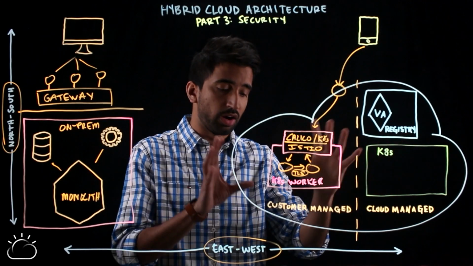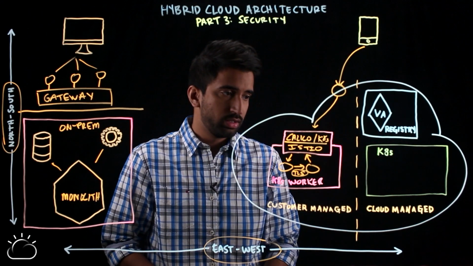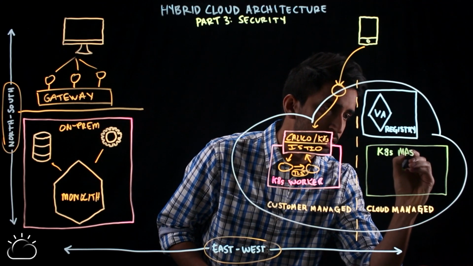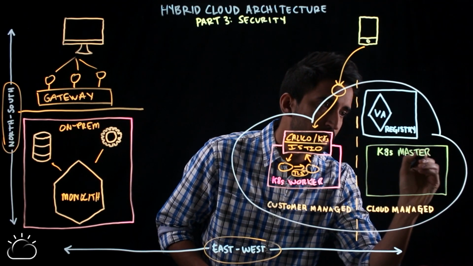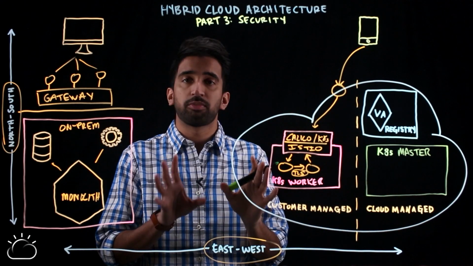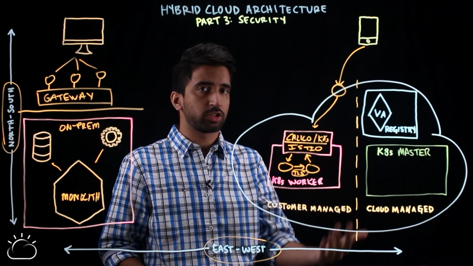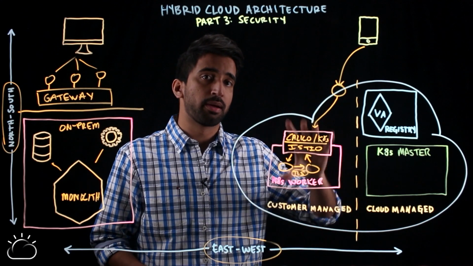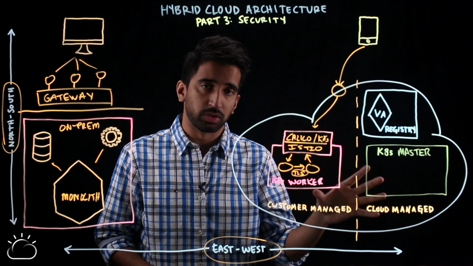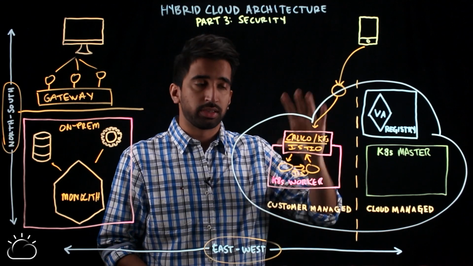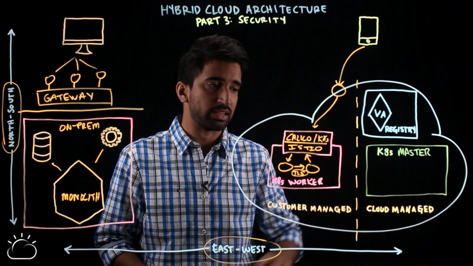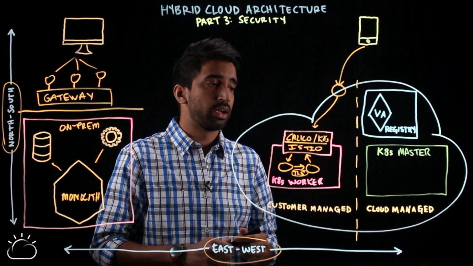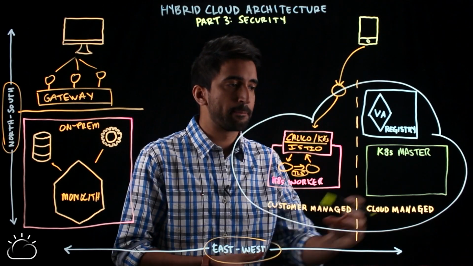The next concept I want to introduce is what we have sketched out here on the cloud managed side of our cloud. So what we've got here is the Kubernetes master node. One thing to remember here is that when you're working with a managed Kubernetes service, the master node is actually going to be managed by the cloud provider. Whereas you control the worker nodes, the master is completely managed and houses a very important piece of the architecture, the etcd data store.